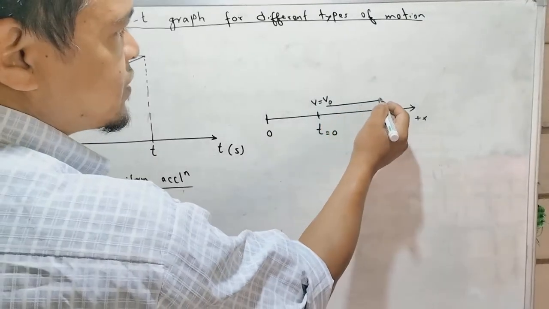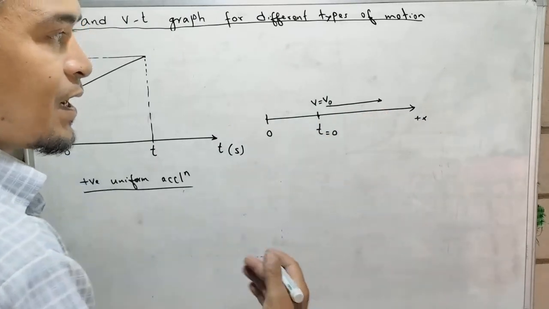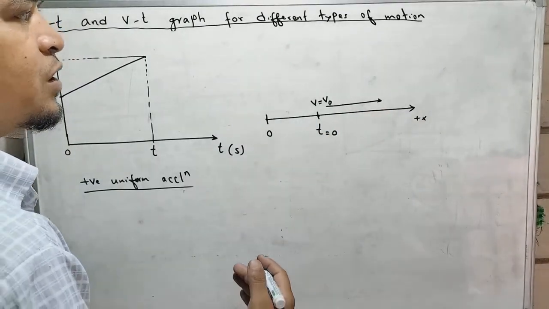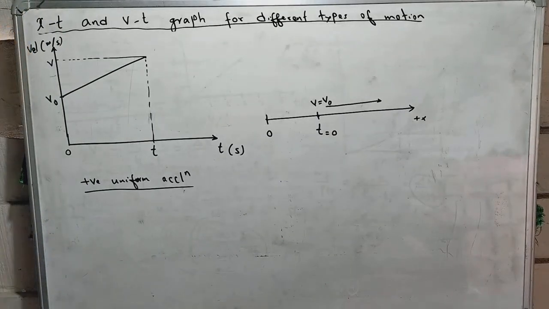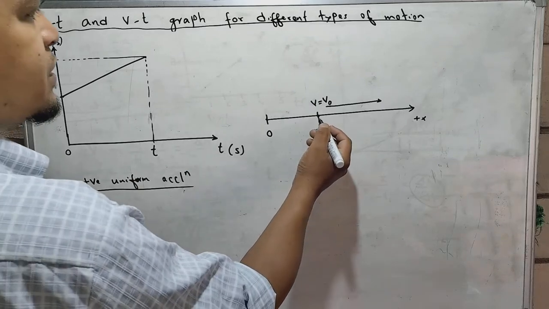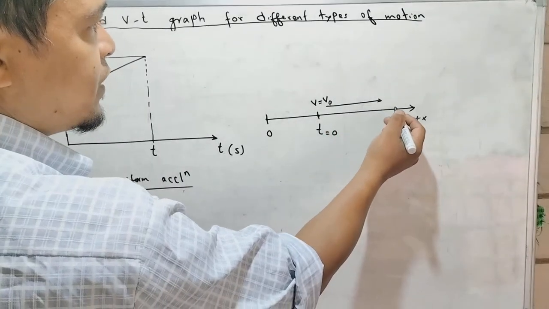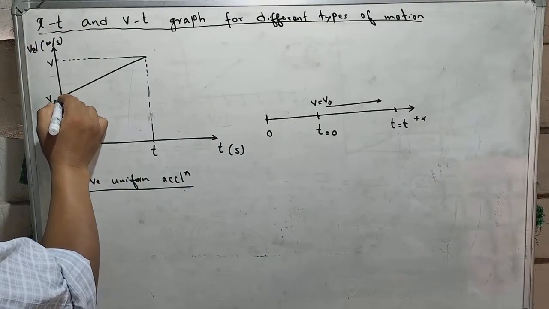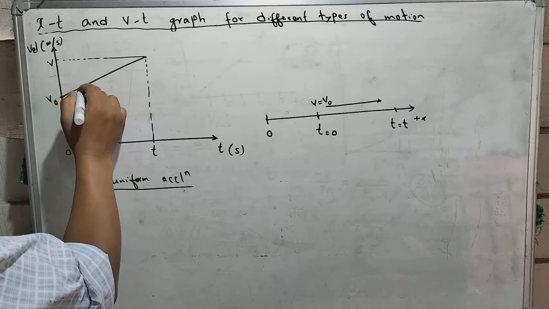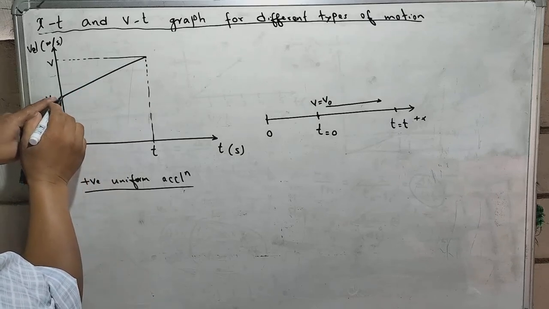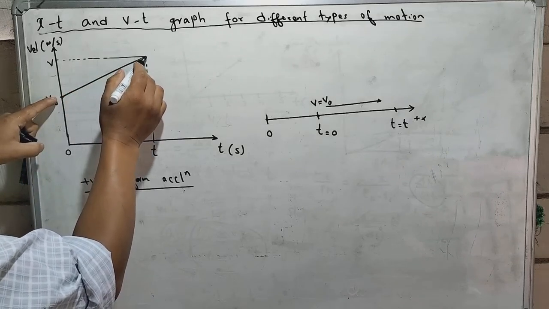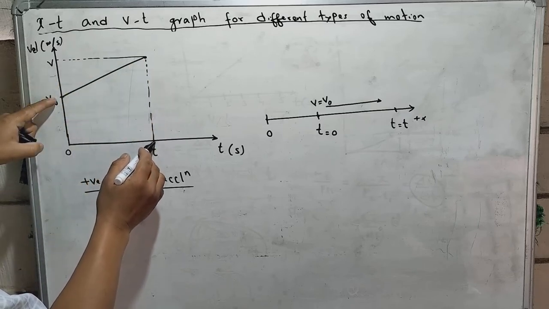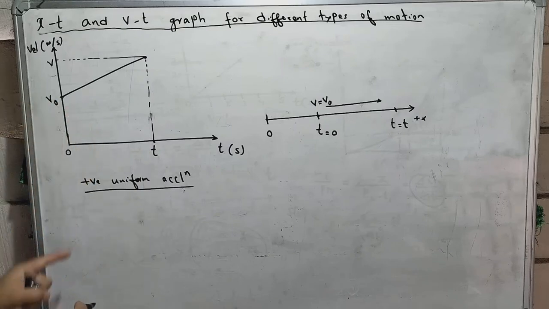Now from this point onward, the body is moving with a uniformly increasing velocity, or I can say a uniform acceleration. Uniform acceleration means the body is changing its velocity at an equal rate. Let us say this body continues to increase its velocity uniformly till a time t. Then in that case you will get this straight line graph. This is the initial velocity, this is the final velocity, and at this point the velocity is v, and this happened at a time t. So this is the situation for a uniform positive acceleration.